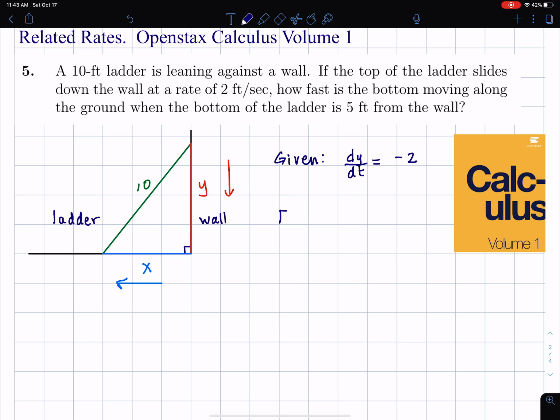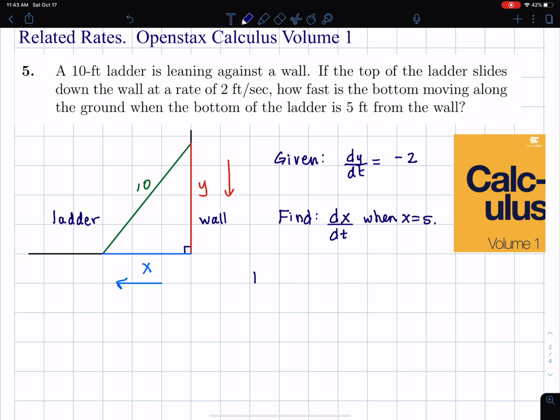And what we're trying to find is the rate of change at which x is increasing, which I'm saying it's increasing because we can see it. If the top of the ladder moves down the wall, the base of the ladder should move away from the wall. So x would be increasing, and therefore we should have a positive derivative. We're trying to find dx/dt at the moment when x equals 5, which means the base is 5 feet from the wall.